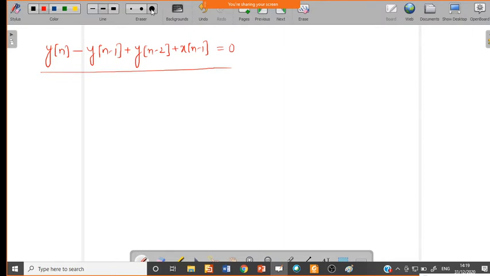Or else you can take this one, equal to 0. Here you can take y of n equal to y of n minus 1 plus y of n minus 2 plus x of n minus 1. Take this one and try to do it. So find out the y of z by x of z. What you will get? That will be your h of z. So find out and try to tell the answer.